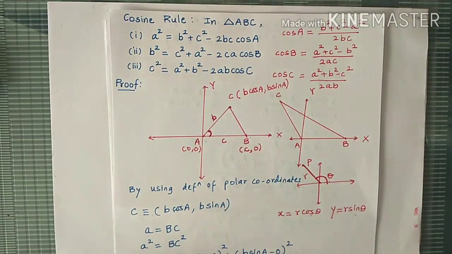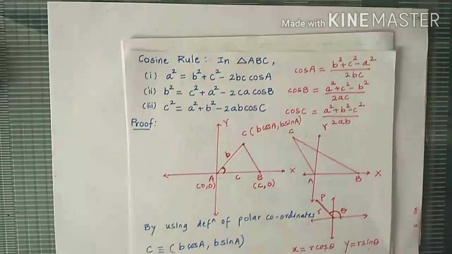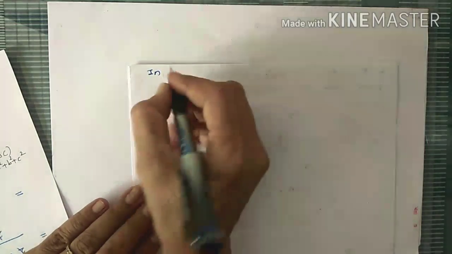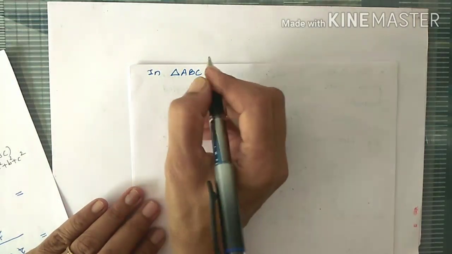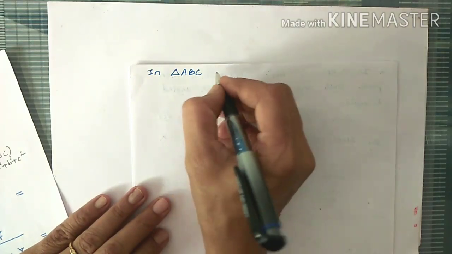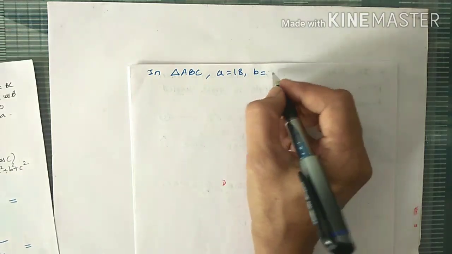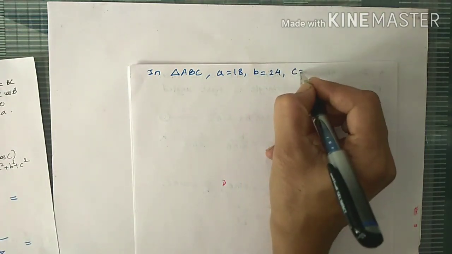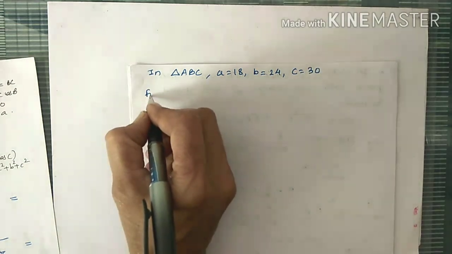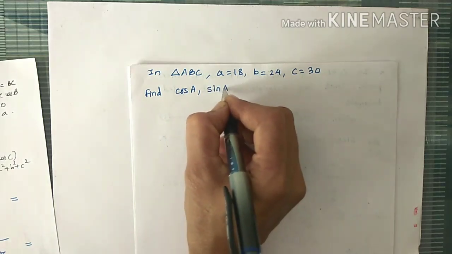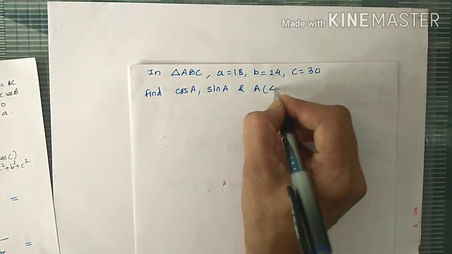So let's solve some questions based on cosine rule. So let's start with a very simple question. Consider this question. In triangle ABC, a is equal to 18, b equal to 24, c equal to 30. Find cos A, sin A and area of triangle ABC.